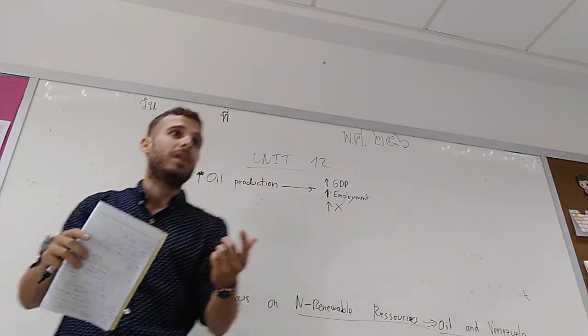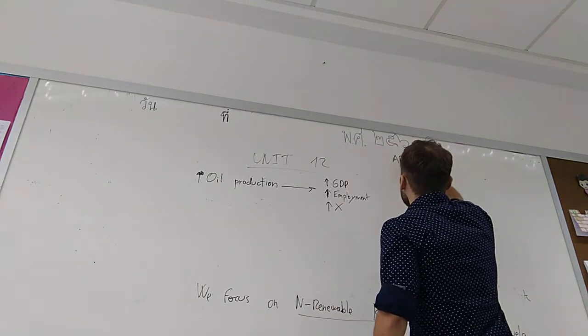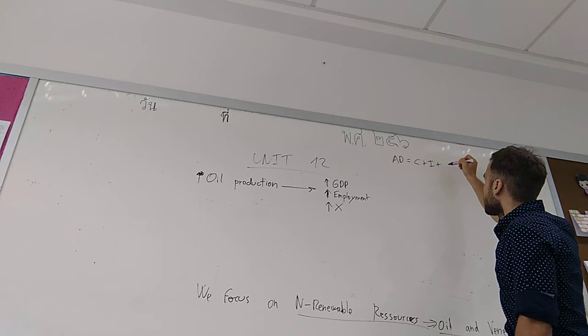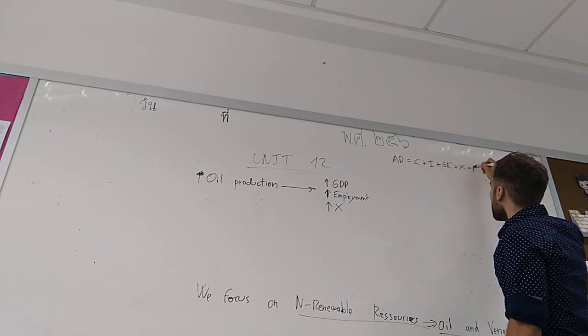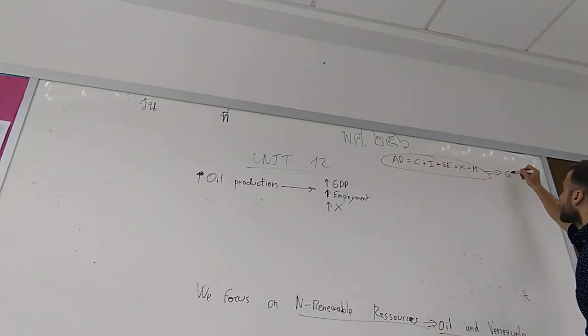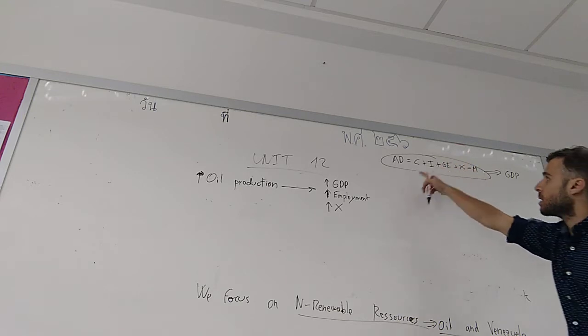The aggregate demand, you remember aggregate demand? Aggregate demand is consumption plus investment plus government expenditure plus exports minus imports. And this is going to be GDP as well. The way we calculate GDP, one of them was this way, from the consumption point of view. So we have aggregate demand.